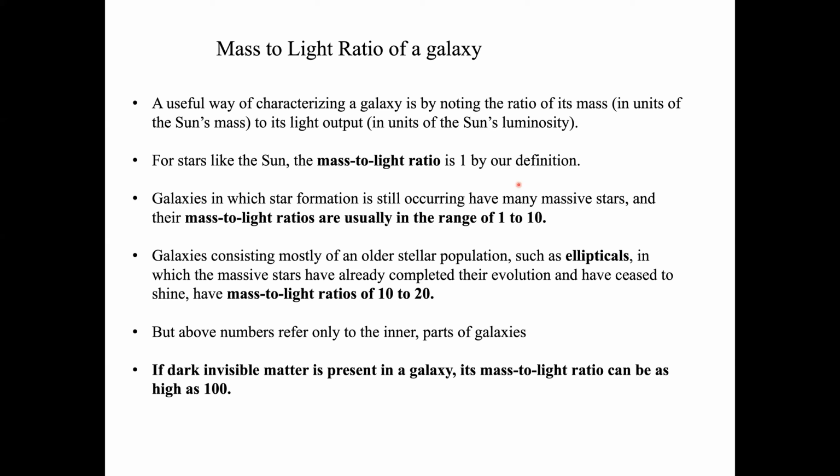Now this number can be used as a rough value to get an idea about what kind of galaxy we are looking at. However, this only refers to the inner part of galaxies, because when you go to the outer region of the galaxy, dark matter comes into play, which we have not seen. That will add a lot of mass, but no light. So if you add this dark invisible matter into a galaxy, this mass to light ratio can be as high as 100, because you get a lot of mass without any light.